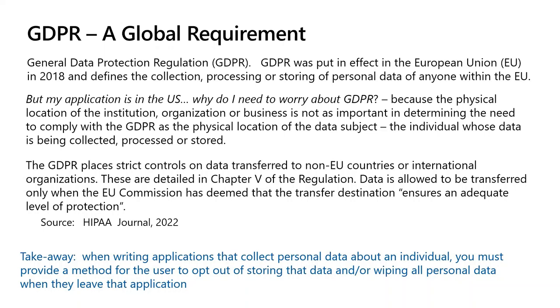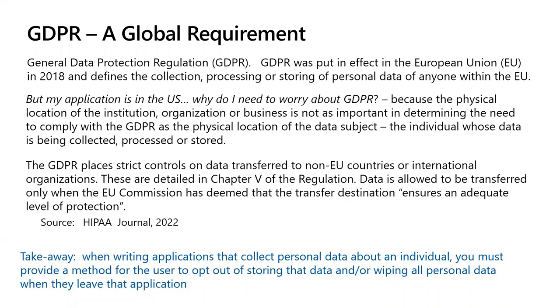And the second line, but my application's in the US, why do I need to worry? Well, there's the answer there, because if you look at GDPR, it is not about where the user physically lives. It's where the data for that user object lives. So if you're going to be working for a multinational corporation and you're writing code and you're gathering information about a user and you're saving information about that user, AKA data, right? So when we're talking about data, data also includes the information about a user. We call that PII, personally identifiable information.